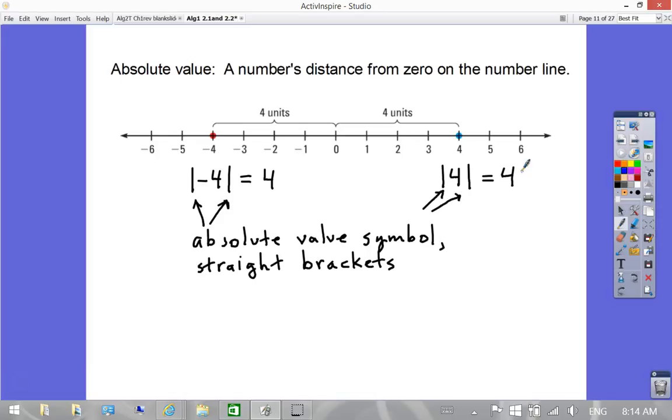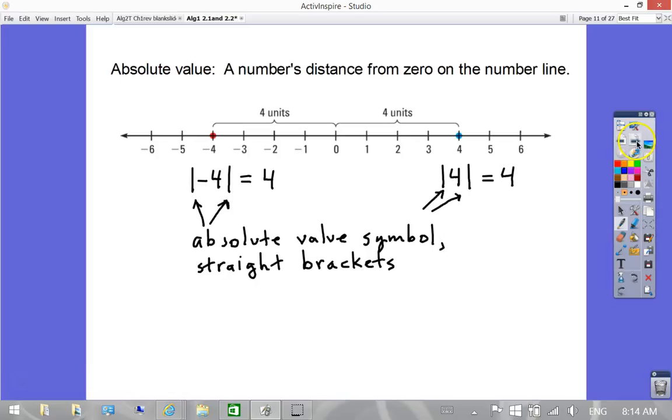What's the effect of taking the absolute value of a positive number? No change, right? It stays the same. What's the effect of taking the absolute value of a negative number? It flips it to positive, right? So the output of an absolute value is always positive. If there was a minus in front of it, that would change things, right? But we're just talking about what's inside for now.